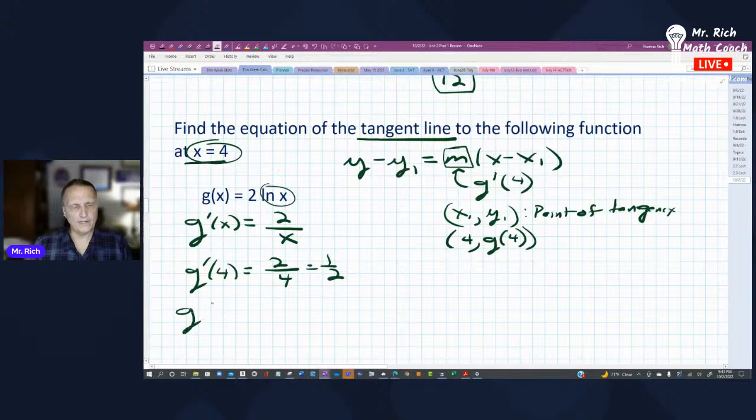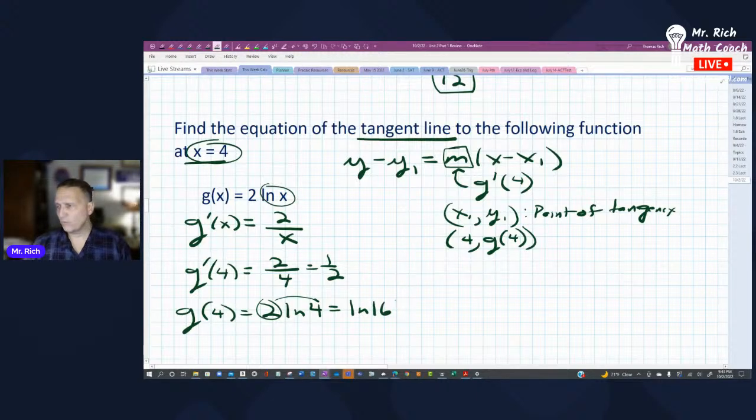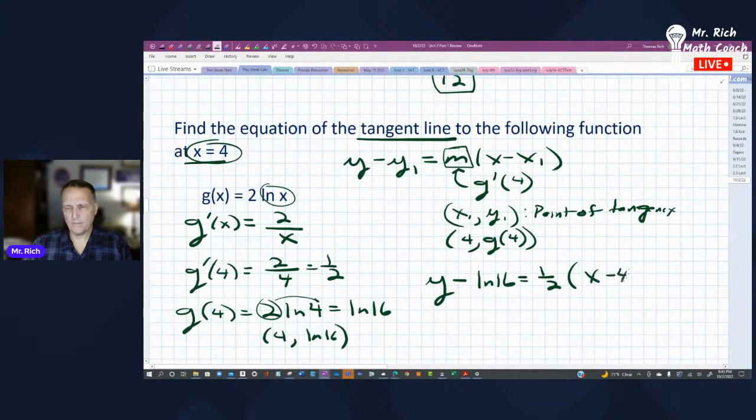The other thing that I need is g of 4. That's going to be 2 times the natural log of 4. I think I'll move this 2 up into the exponent. I'll call this the natural log of 16 using the power rule of logarithms. And so now I know that my point of tangency is 4 comma natural log of 16. Therefore, here's what my tangent line equation is going to look like: y minus the natural log of 16 is equal to 1/2 times x minus 4.